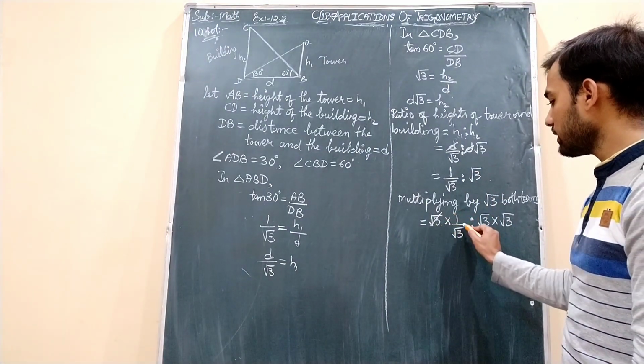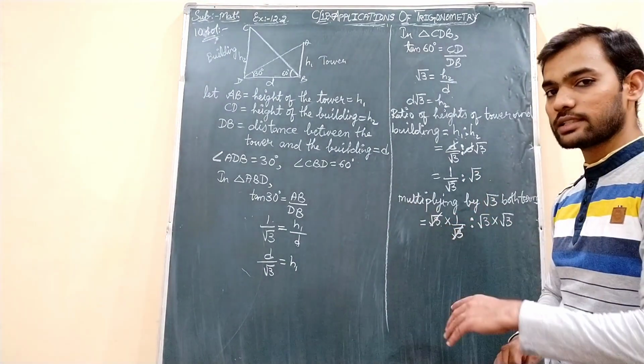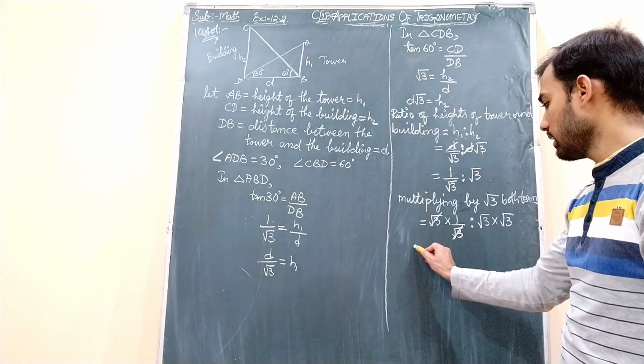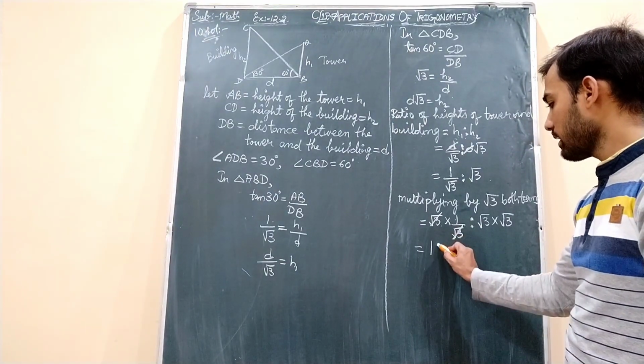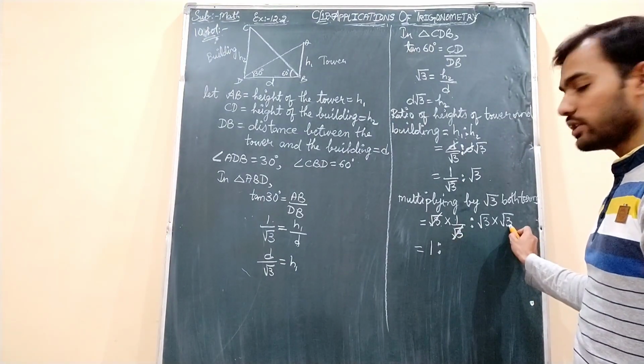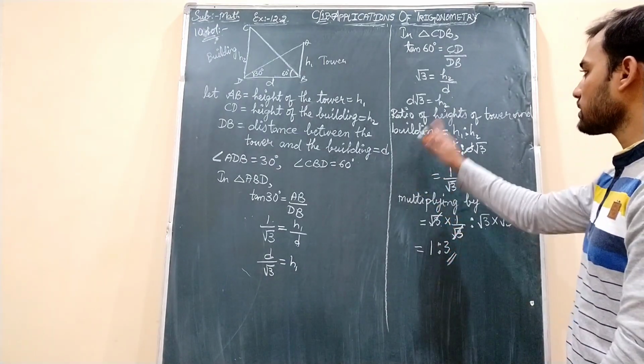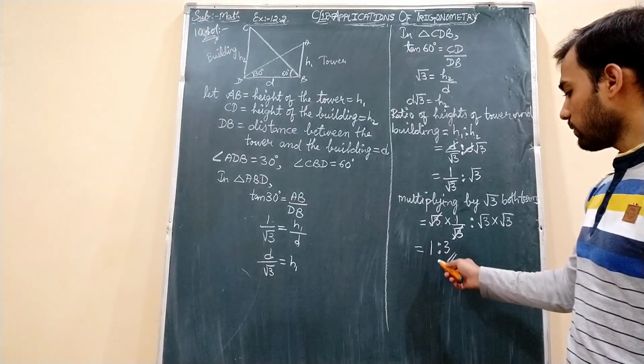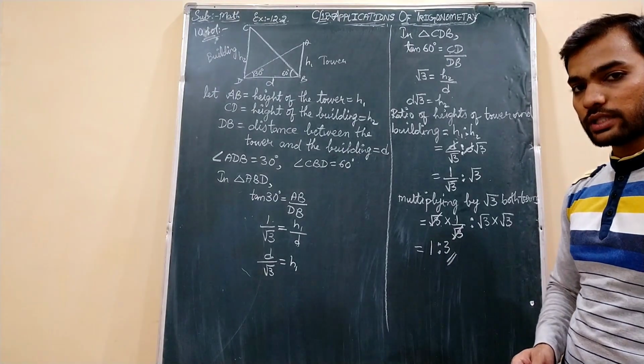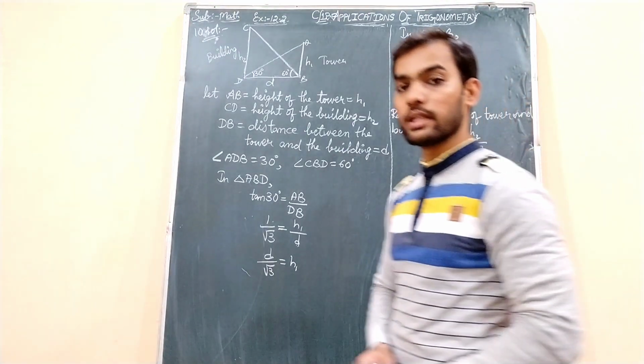What will happen here? Then this root 3 gets cancelled as they are in numerator and denominator. So here remains 1 is to root 3 into root 3, when you multiply, root 3 into root 3 will be 3. So this is the ratio of heights of tower and building, 1 is to 3. Okay students? So this is your final answer over here.